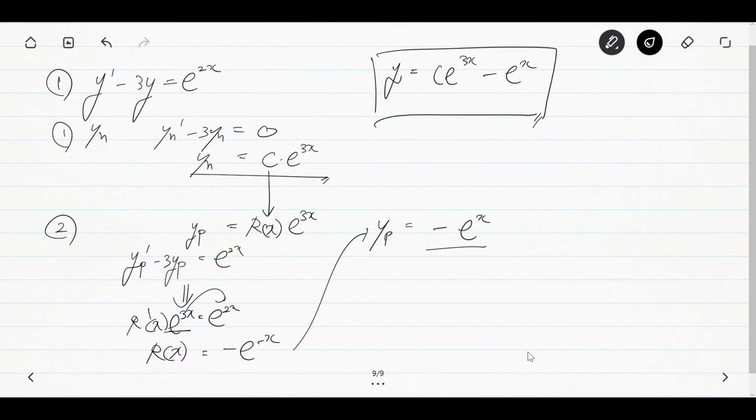Now, unless the initial value is given, c remains an unknown constant. But if the initial value is given, say y equals 0 when x is 0, then c would be decided. c would then equal 1, so it satisfies this condition. But unless such conditions are given, c remains to be determined.